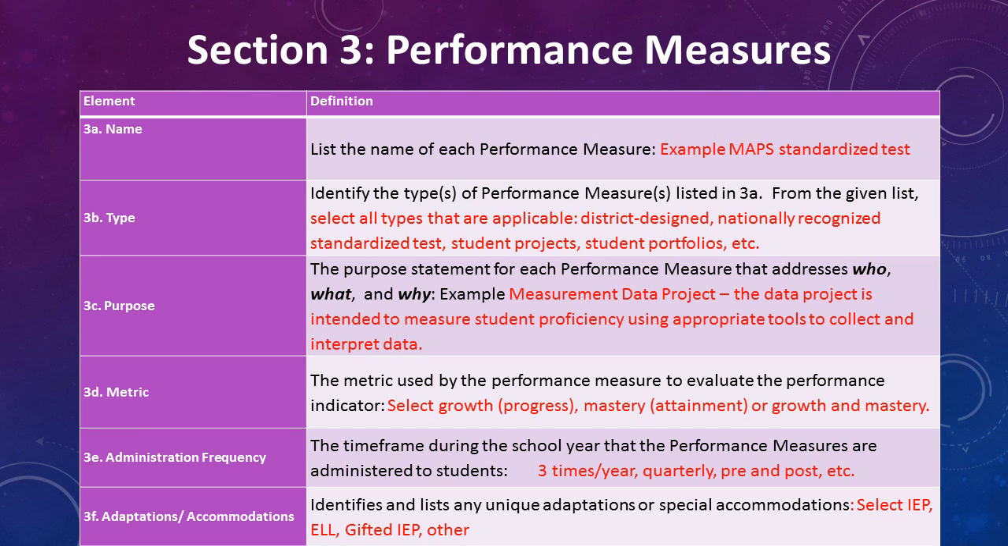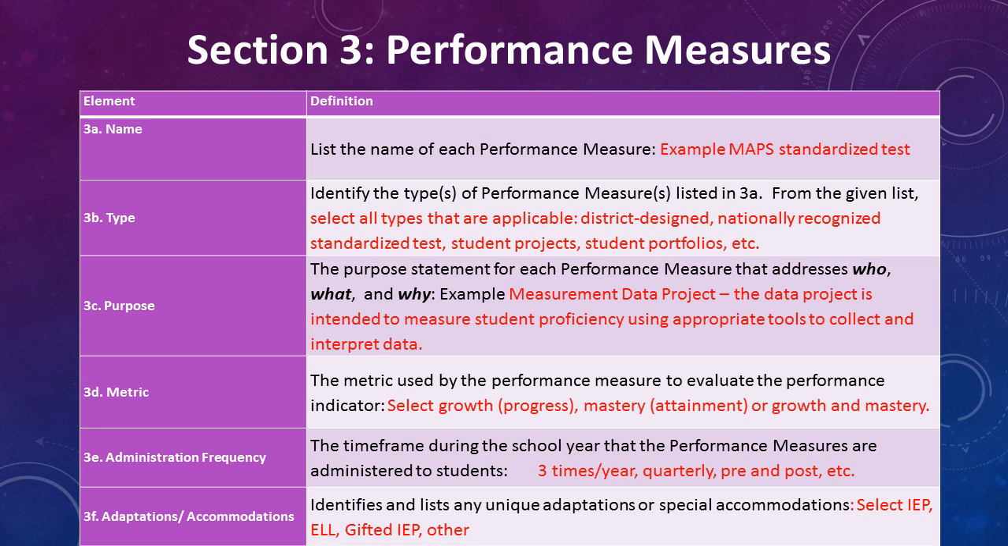3D, the metric. That's telling us, what are we measuring? Do we want to measure the growth? So we're not necessarily mastering this topic, but we want to show a significant amount of growth on whatever your goal statement is. Or are we showing mastery? Have we reached the pinnacle of mastering this particular goal statement that you originally wrote? Or is it some combination of both?